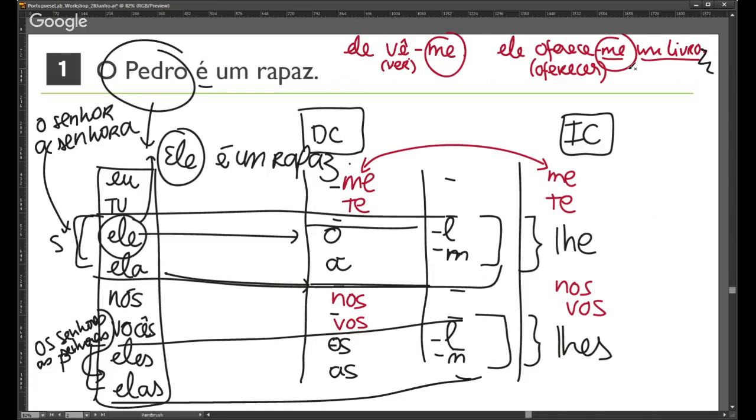I hope I helped with this example. If not, just let me know and I'll give you some more. But this is what's going to happen with these other options. They are going to look exactly the same, always connected to the verb with a hyphen. Muito bem. So let's move on.